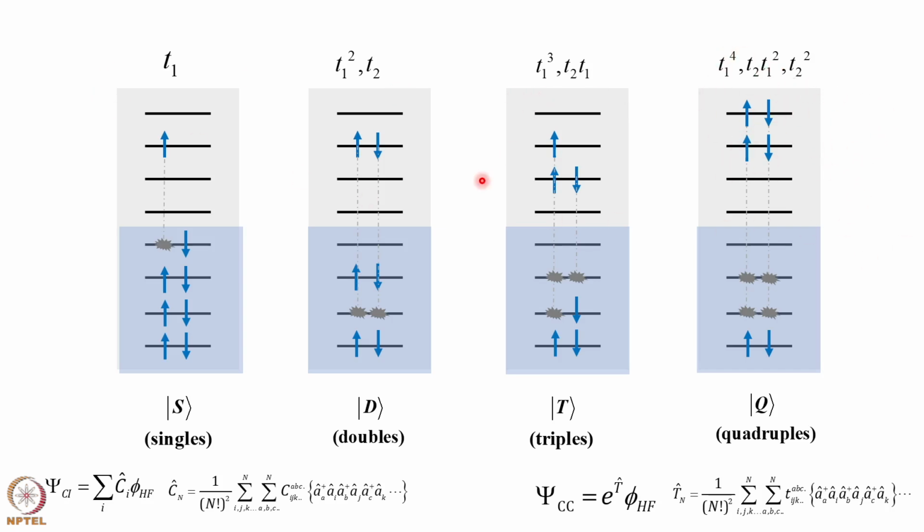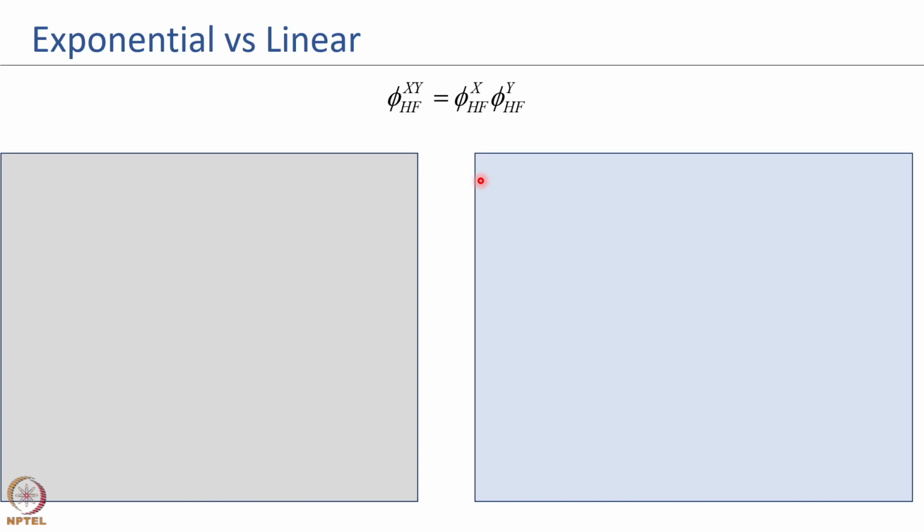That means, only with the knowledge of single and double excitation operators in coupled cluster, I can span a part of the triply and quadruply excited determinants, which is not possible in the case of CI, because CI is a linear operator. So, I cannot have the square or cube terms. That is why, for the same level of truncation, coupled cluster is much more accurate than CI. There are additional advantages to it, and those additional advantages come in the form of size extensivity.